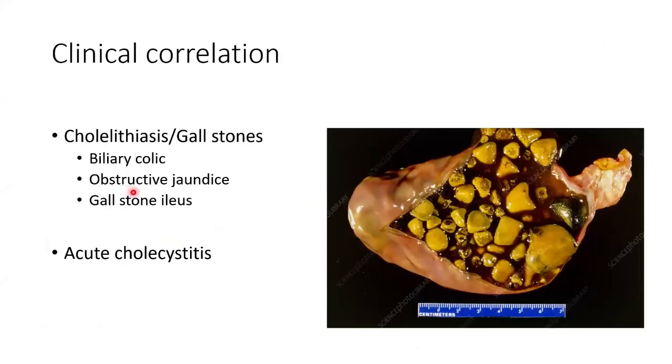So that's what happens in gallstone ileus. And acute cholecystitis, inflammation of the gallbladder. So if these gallstones damage the gallbladder, there can be cholecystitis, and if there's infection introduced, also there can be inflammation, that is cholecystitis. That will also cause pain on the right hypochondriac region, and also it can radiate to the right shoulder.